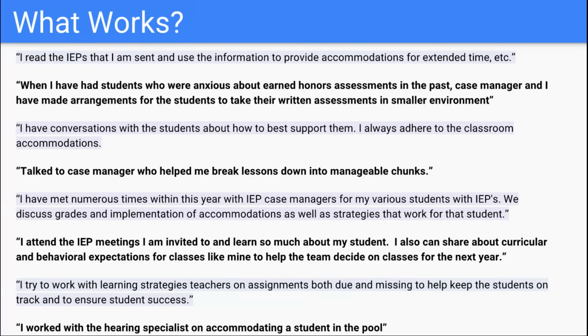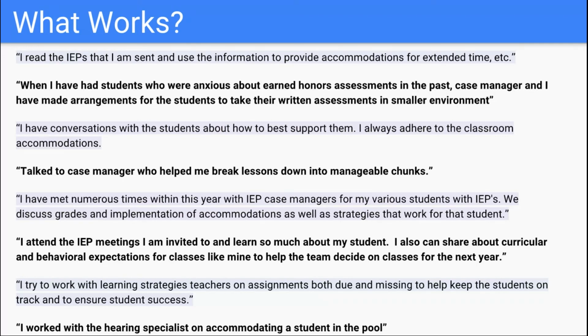Thanks to the feedback received from several departments, there are many actions that you and your special education colleagues take that meet the needs of students with IEPs. We want to lift those up here and share as exemplars of best practices. They include, when I have had students who were anxious about earned honors assessments in the past, the case manager and I have made arrangements for the students to take their written assessments in a smaller environment.